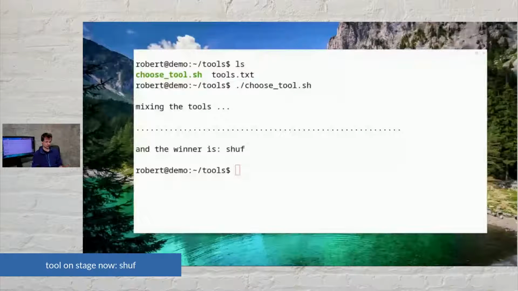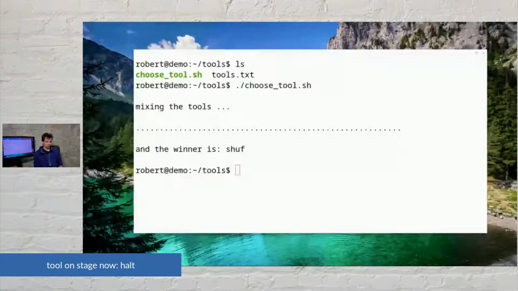Okay, let's go on to the next tool. Let's clear the screen and let's choose another one. Choose tool, .sh, mixing the tools. Shuf will be run here multiple times, and the winner is now halt. Okay, halt is the tool to end everything, to shut down the system. The tool on stage now is the tool halt.